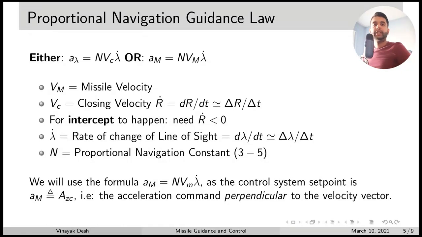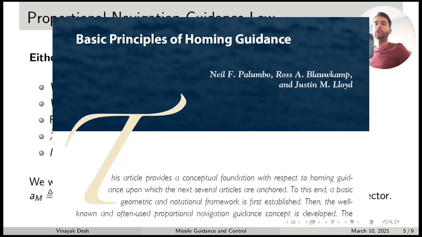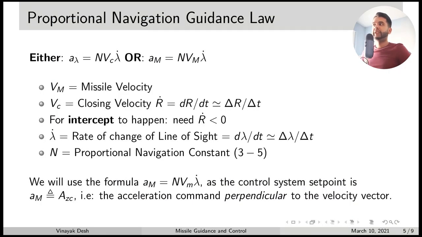Based on that picture, we have the proportional navigation guidance law there. If you want to look at the derivation, once again, I put links below so you can see it. You have to either calculate A_lambda or A_M. Once again, V_M is the missile velocity. V_C is something called the closing velocity, which is how fast the range will change with time. It is a negative value, so it'll be dR/dt, the rate of change of the range. For intercept to occur, the range needs to get smaller, so R dot should be less than zero.